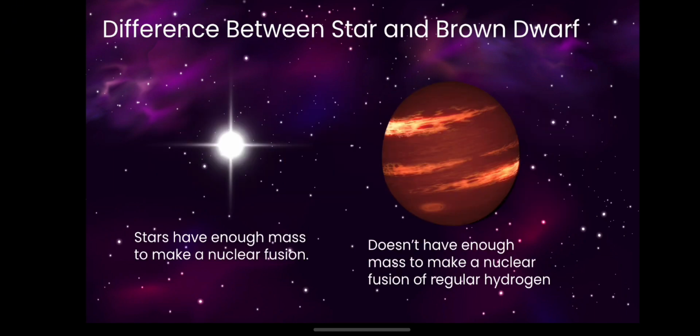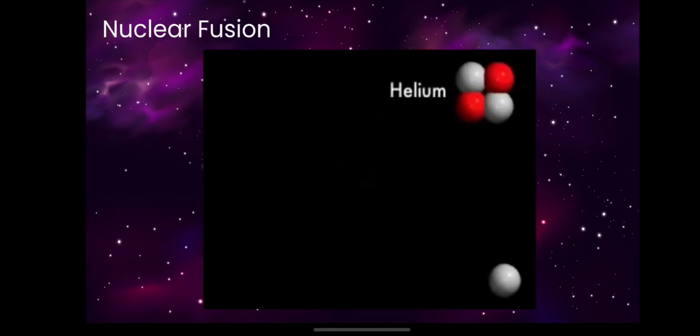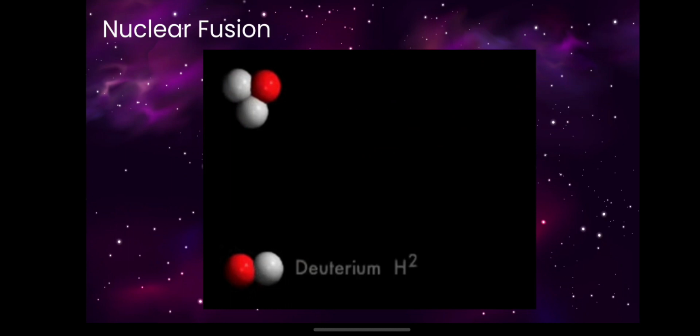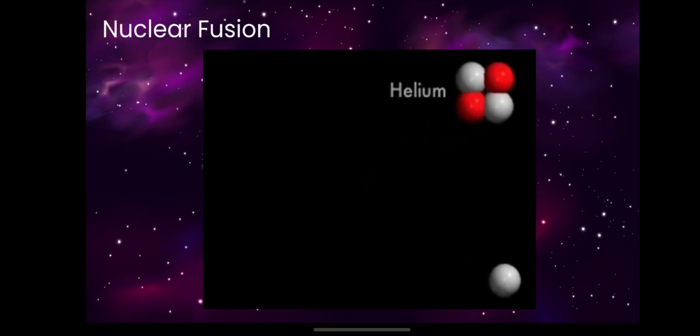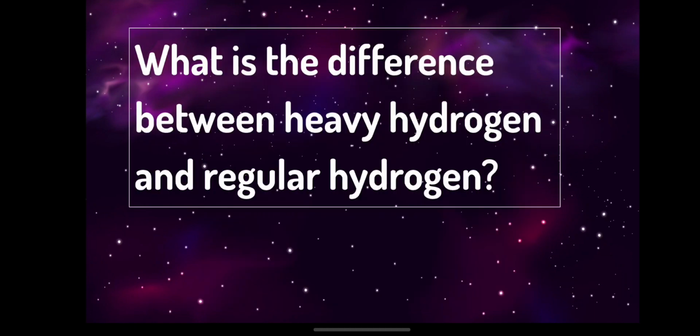The difference between a star and a brown dwarf. So basically, stars have enough mass to make a nuclear fusion with regular hydrogen, while the brown dwarf doesn't have enough mass to make a nuclear fusion with the regular hydrogen. Here's our little demo of nuclear fusion. There we go. Now I was talking about heavy hydrogen and regular hydrogen. So basically, brown dwarfs, they can do nuclear fusion with heavy hydrogen and not regular hydrogen.